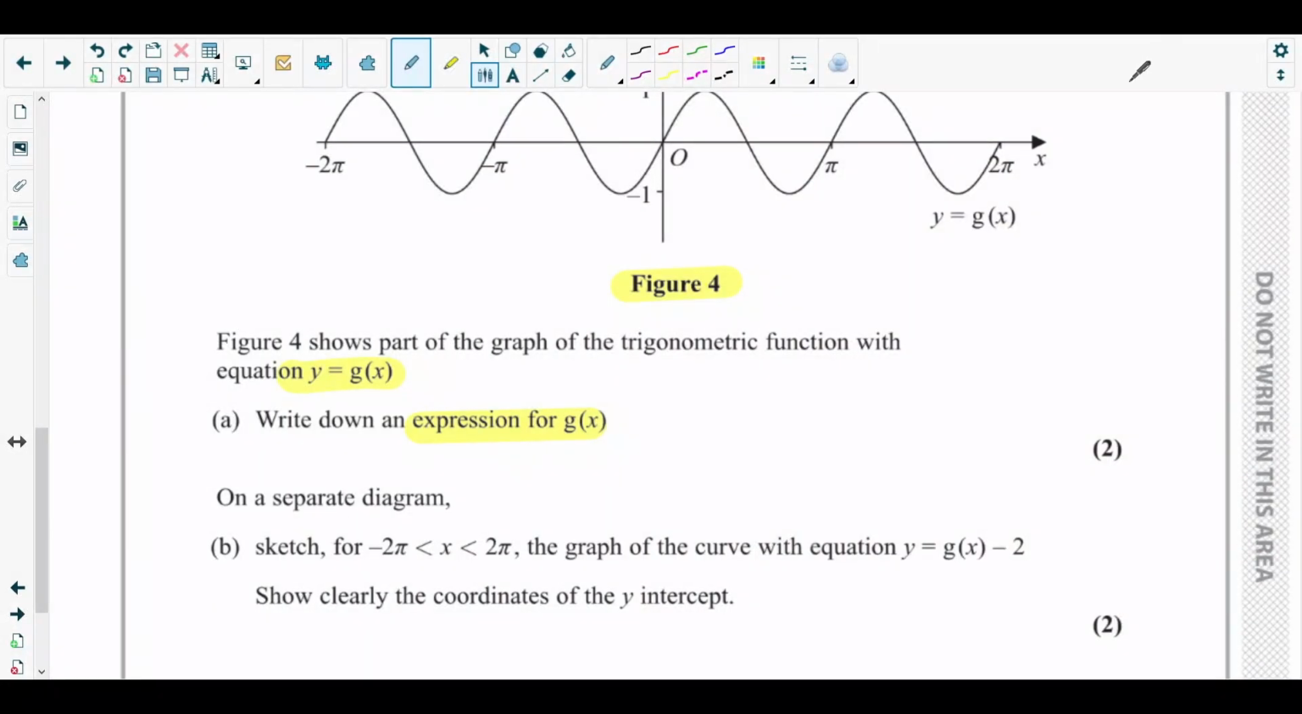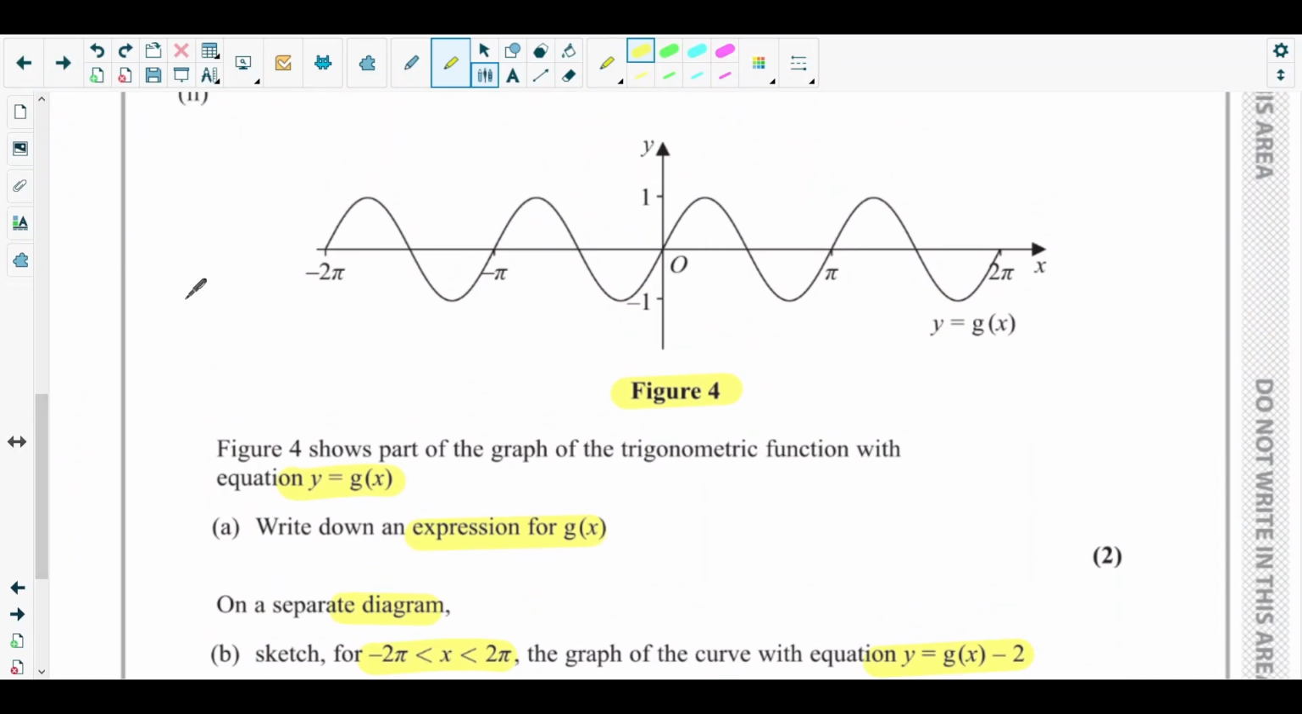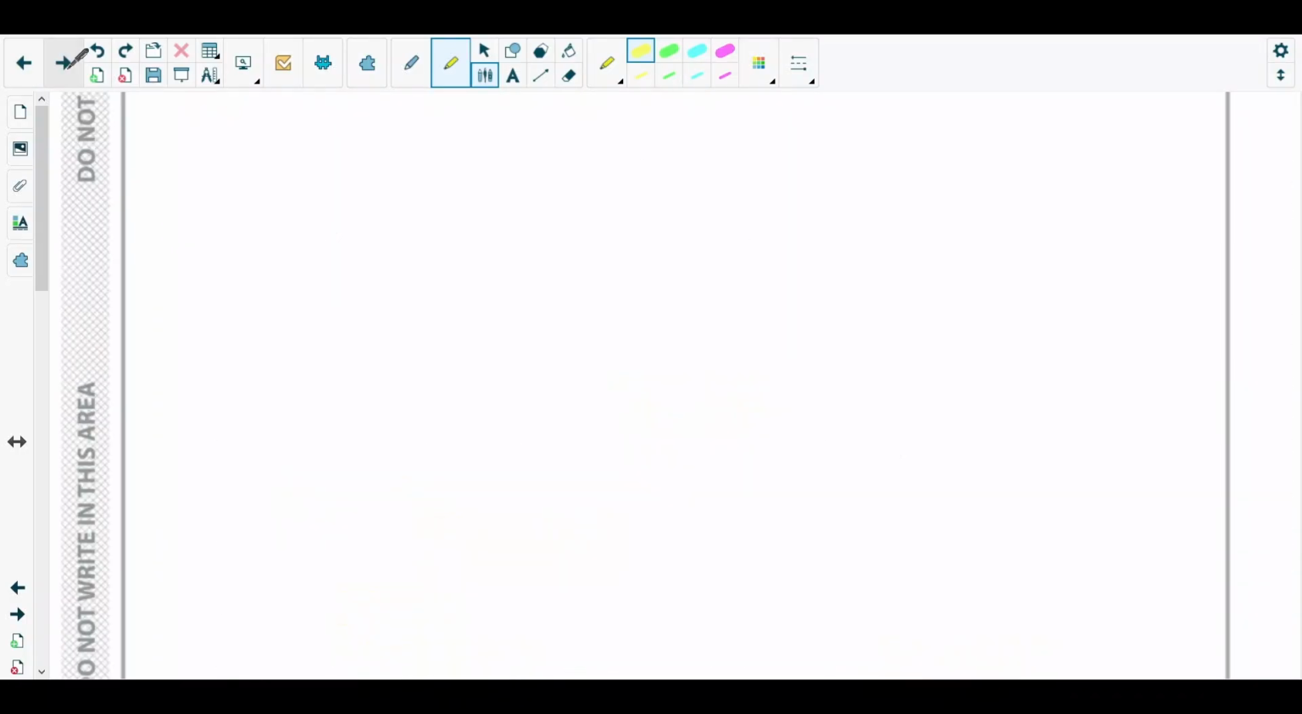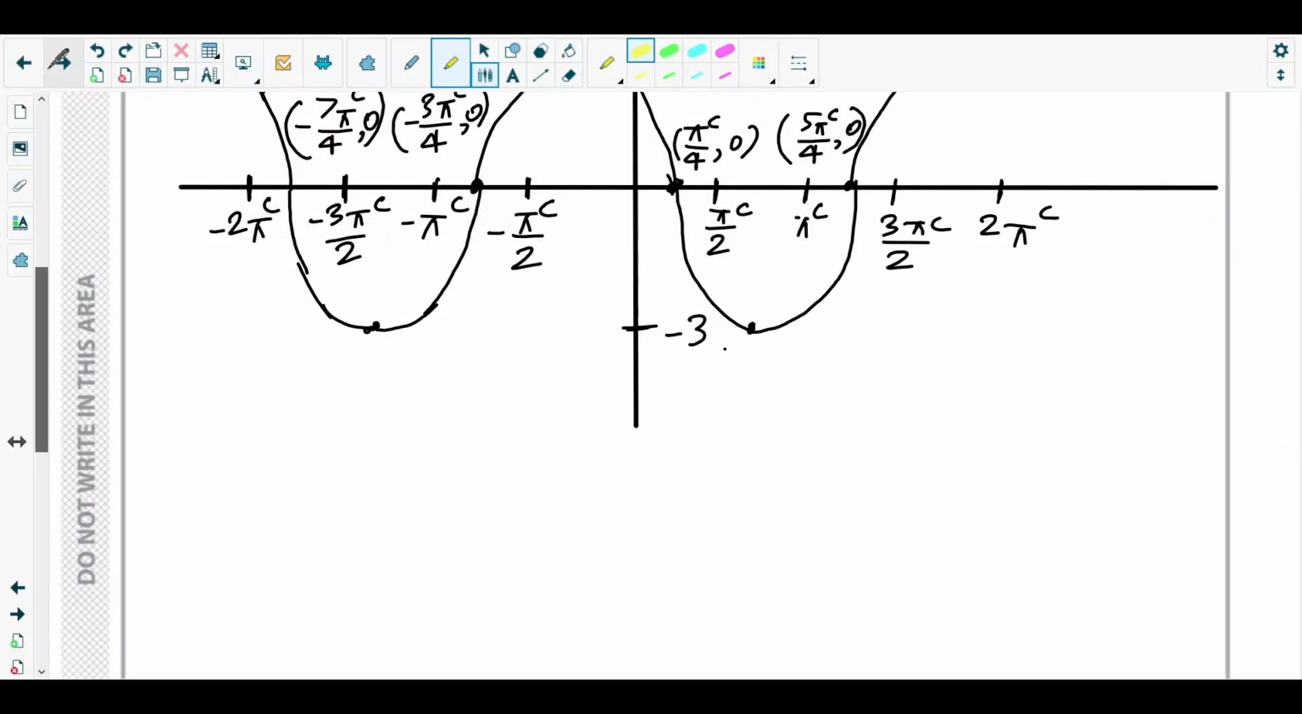Okay, next is part B of question 2. On a separate diagram, sketch for x greater than negative 2 pi and less than 2 pi the graph of the curve with equation y equals g of x minus 2. Clearly state the coordinates of the y intercept. So here they are saying to sketch the curve with equation g of x minus 2. So this is a vertical translation. The curve of g of x will be moved along the vertical axis, that is the y axis, by 2 units downward. Okay, so we have to go to the blank space again.